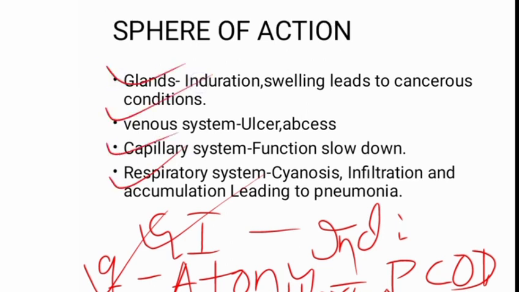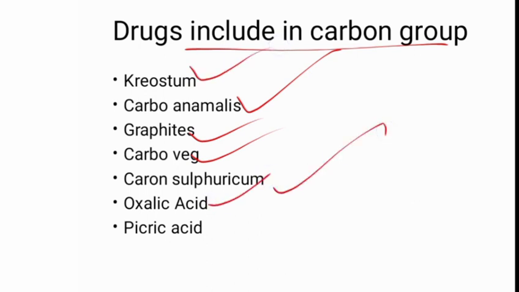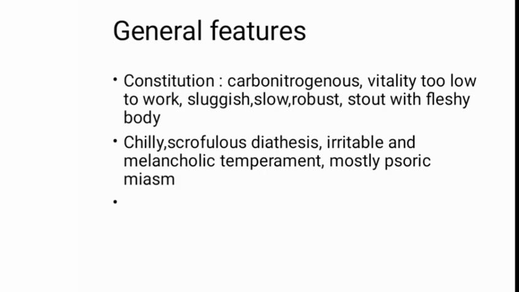Now the drugs included in the carbon group, mainly those Hahnemann discussed: carbo animalis, graphites, and carbo vegetabilis. These drugs were importantly given by Dr. Hahnemann. Other drugs are carbosulphuricum, oxalic acid and picric acid. So we have discussed the general features of the carbon group. The constitution is considered carbo-nitrogenous, because in the periodic table nitrogen comes after carbon.